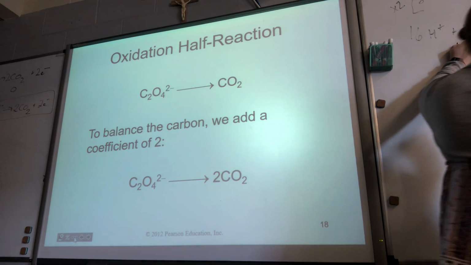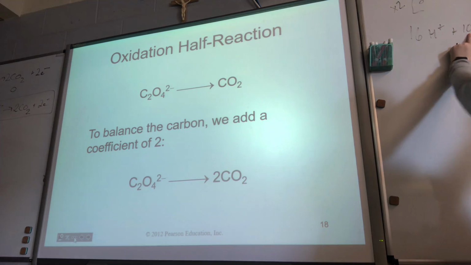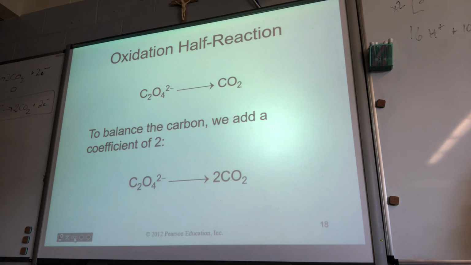Because I want the numbers of electrons in both half reactions to be the same. So you'll see if I multiply this one times 2, and then I'm going to take my C2O4. It is the same problem. So I'm going to take this whole one, I'm going to multiply it by 5, and I'm going to get, so that's where I'm at.